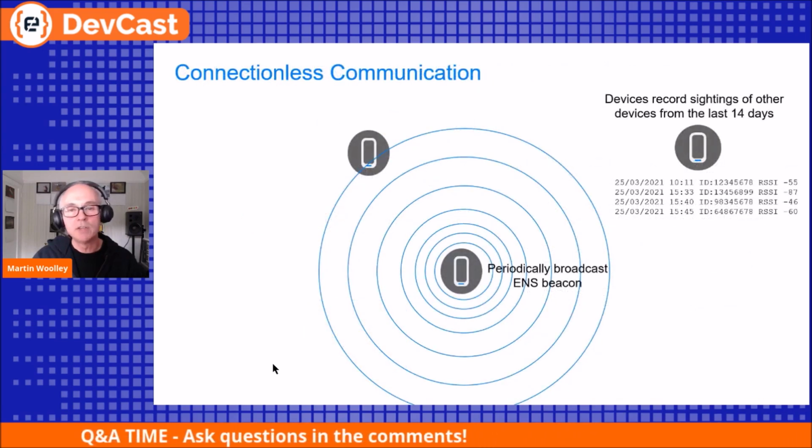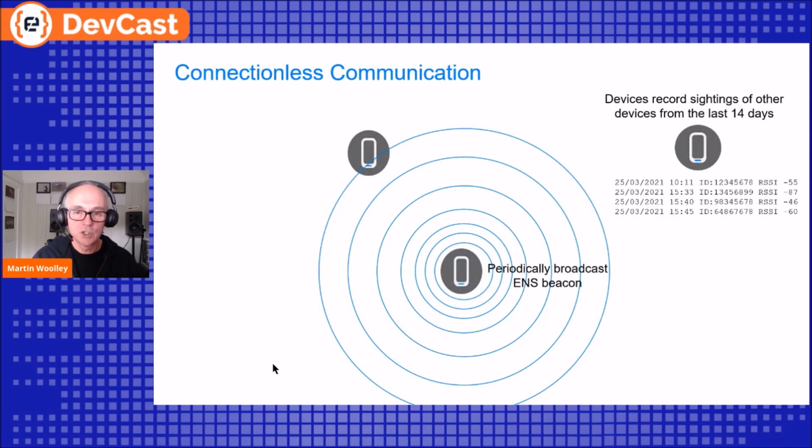So not surprisingly, the framework uses Bluetooth in a connectionless way because this is very scalable. It's perfect for this use. Devices broadcast a unique ID repeatedly, and they keep records of the IDs that they receive when scanning, along with the signal strength. And so they build up a kind of history of device sightings.